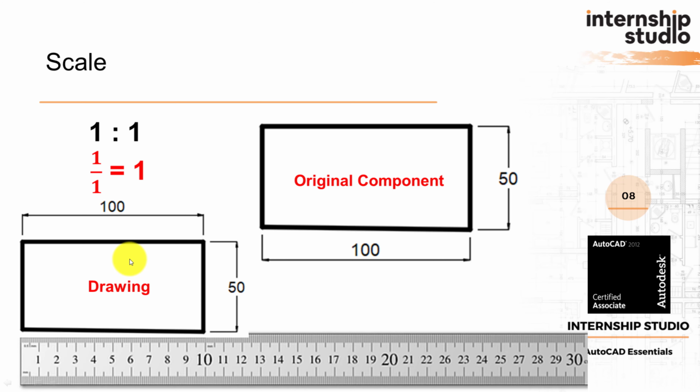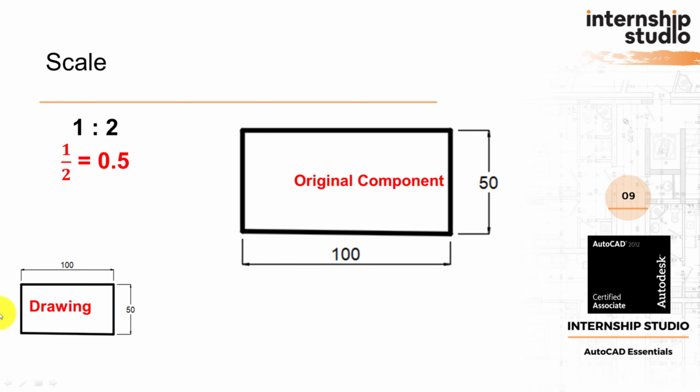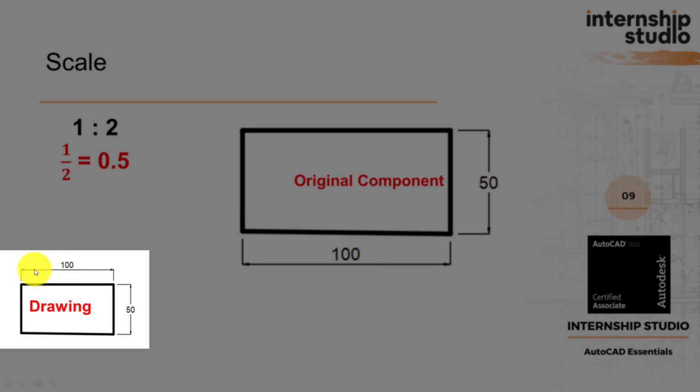Similarly, let us go for 1 is to 2 ratio. 1 is to 2 means what? 1 by 2, it is 0.5. That means it is less than 1. We are reducing the size of the drawing, not the component size, not the component dimensions. Okay, the same component I want to manufacture, but see here, measurements we need to show the original one, but the size of the drawing only we are reducing.